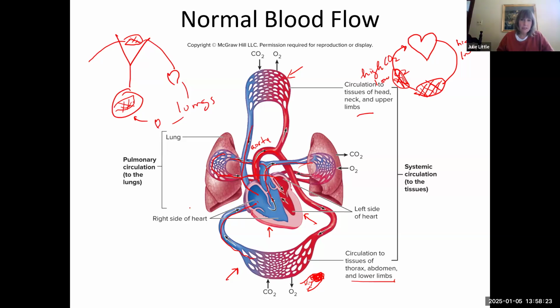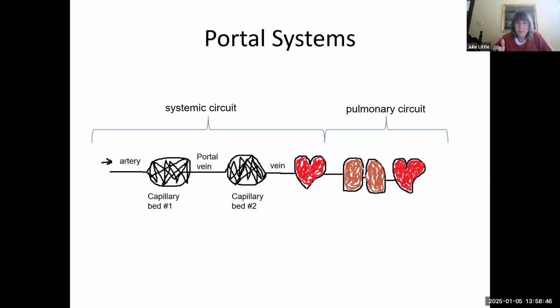We end up making a really specialized system where we do have two capillary beds in a row. Let's take a look at that. So if we have two capillary beds in a row, we have a capillary bed, and then we have a little connector to this capillary bed. So we can send our hormones directly to the pituitary through what's called a portal vein. So here's capillary bed 1. Let's say this is in the hypothalamus. And in the hypothalamus, we're going to put releasing hormones into the blood, and we want to affect the pituitary.